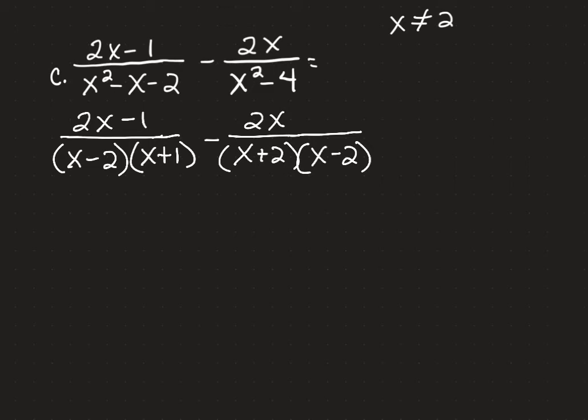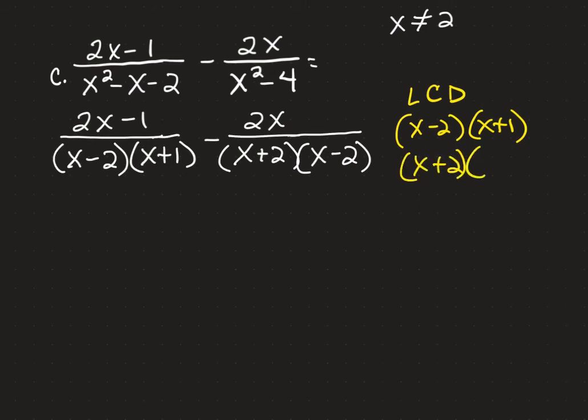And now I need to find a least common denominator. So an LCD, let's see, one of my denominators is x minus 2 times x plus 1. The other is x plus 2 times x minus 2. So my LCD, which I'm actually going to write down here, is x minus 2 times x plus 1 times x plus 2.